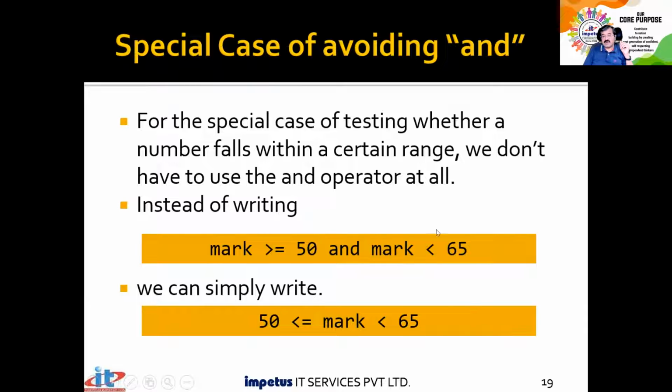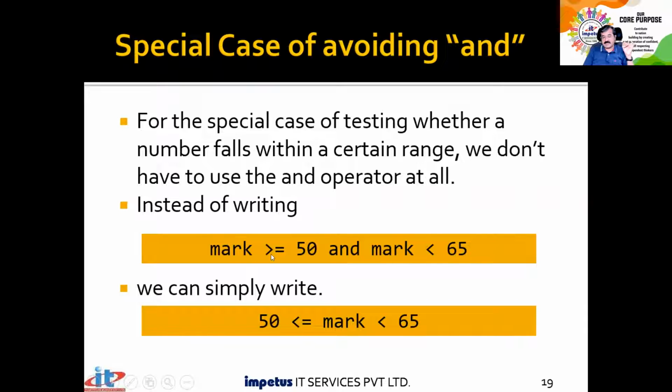This is what all of us had written earlier, and it was done in all programming languages. And Python guys write in this fashion. They want to write as little code as possible. We say 50 less than or equal to marks and marks less than 65. While we read, we say and, but while writing, we don't say and. So take a snapshot of this for your reference. This is something which is available: a special case for avoiding and.